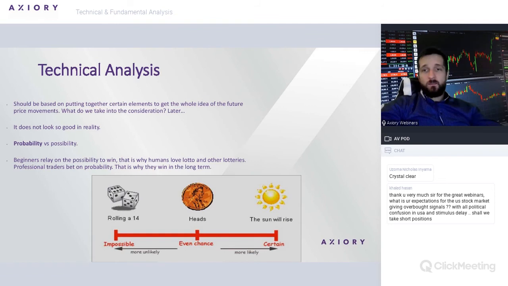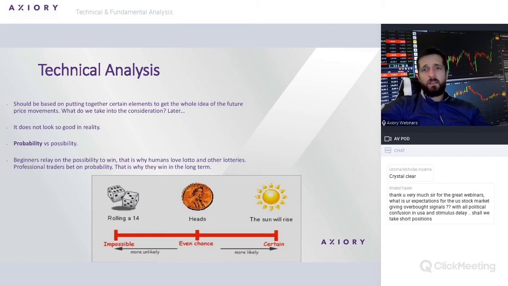Okay, to sum up the technical analysis, again guys, we just scratched the surface here. This is a huge topic. Hopefully I will be able to show you more about this. But to sum up, technical analysis should be based on putting together certain elements to get the whole idea of the future price movements.